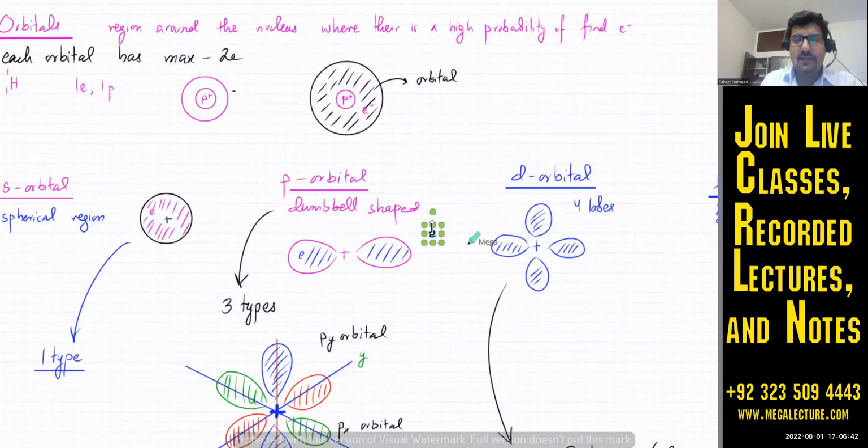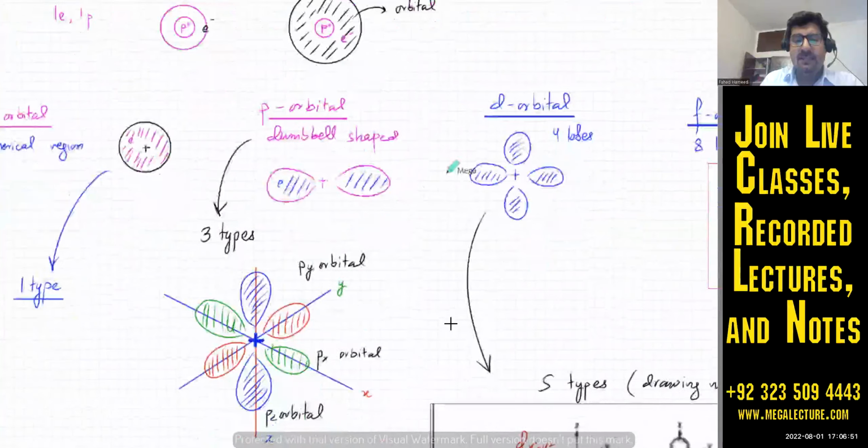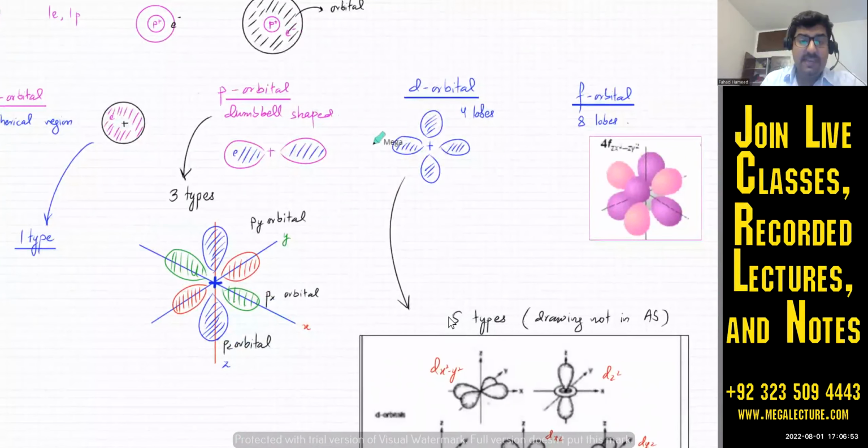The negative charge of the electron is in a d orbital. Okay, so the electron will be occupying spaces around the nucleus, and its negative charge will be distributed in either the s, p, d, or f orbital.